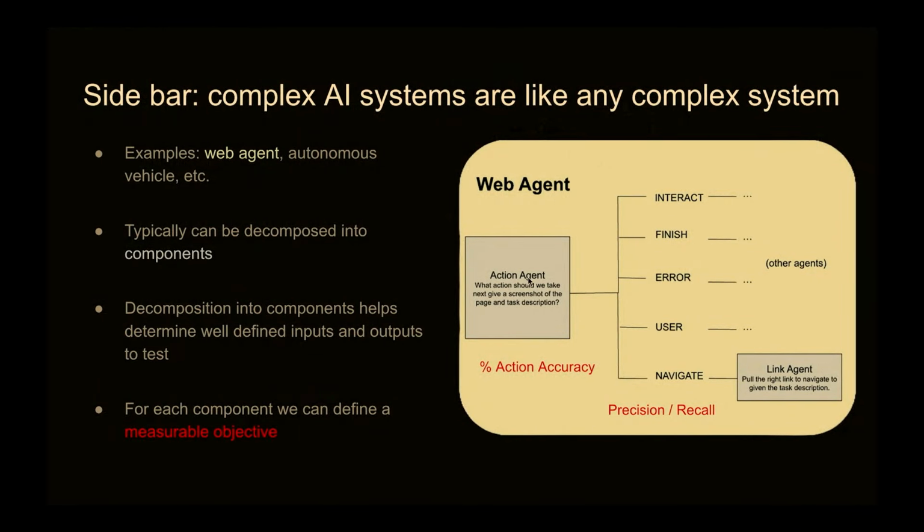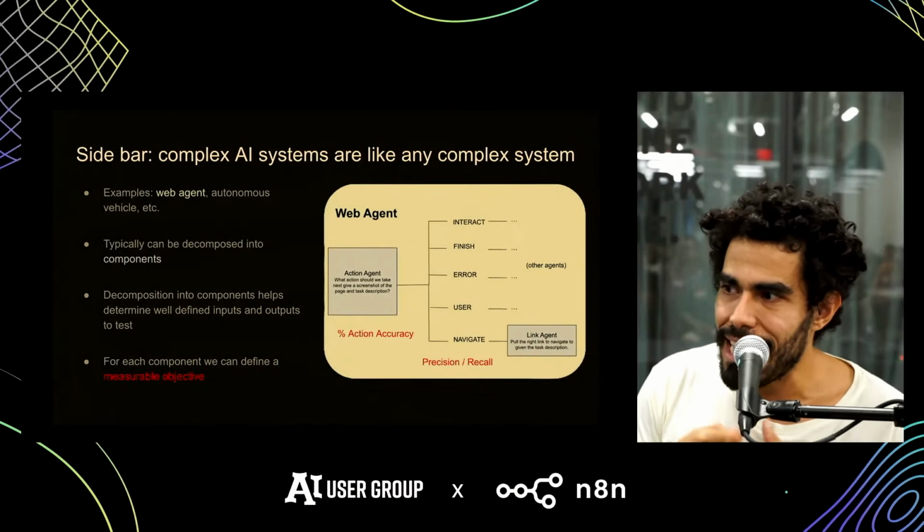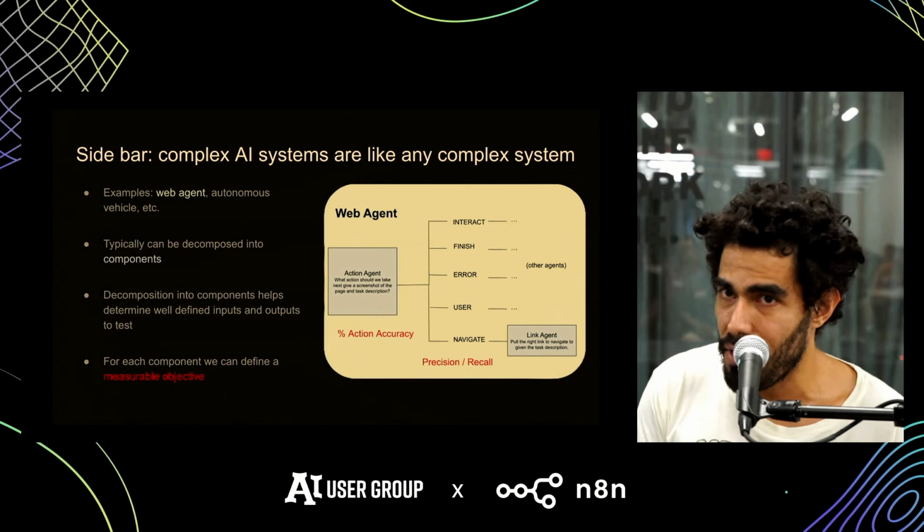So one step might be you choose what action to take on a page. Do you navigate or do you interact with the current page? If you choose to navigate, how do you select the link to navigate to? So we can take this fairly sophisticated system and break it up into subcomponents. And then once we've done that, it's much easier to define what success means for each of these subcomponents.